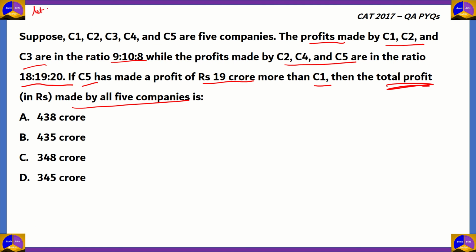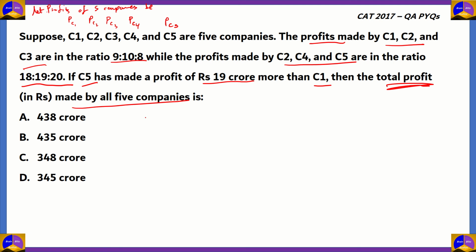We're going to consider the profits of the 5 companies. For C1, it is P of C1. For C2, it's P of C2. For C3, it'll be P of C3. For C4, it'll be P of C4. And for C5, it'll be P of C5. Okay? We're going to let these term representations be the profits of these 5 companies.